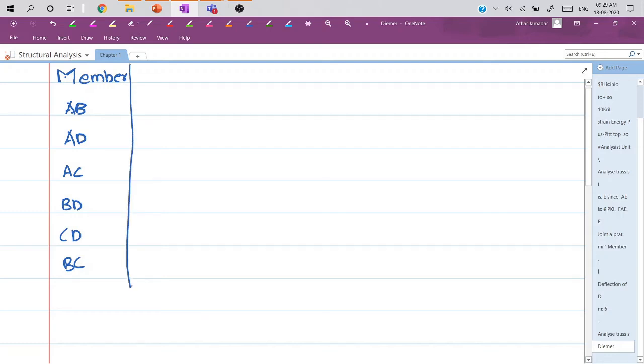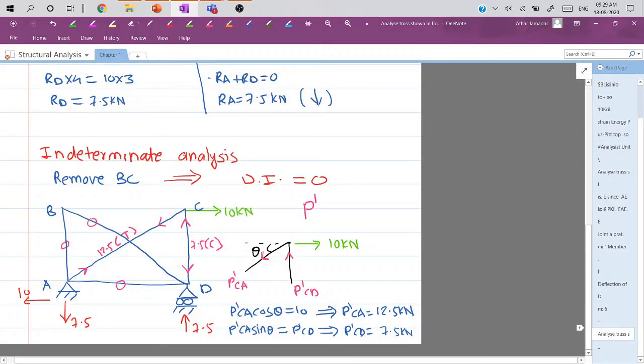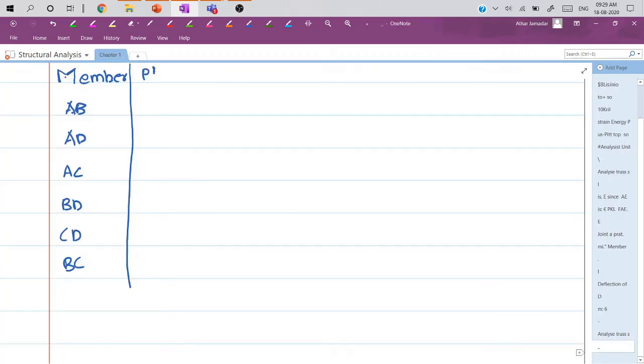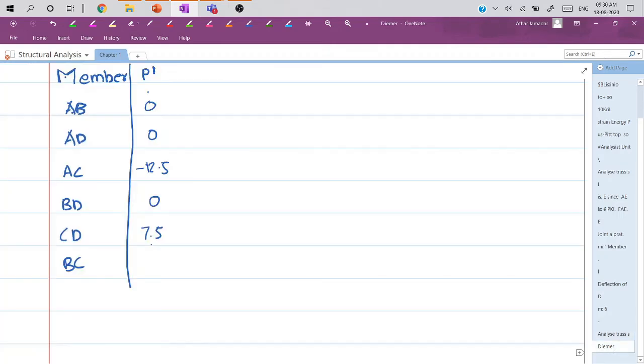Now the next column will be P dash. P dash is nothing but the member forces in all the members after removing that one extra member. So we will write down all the member forces. Lastly, the member force in BC. Now if you see here, member BC is not present at all, so we will directly write that the member force in BC is equal to 0, because that member we have removed from this truss.